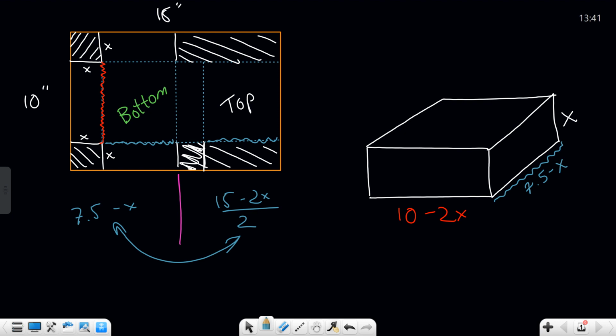Okay. Now, again, like I said, if we're just making a box without a lid, it would be easy. You cut 4 corners or 4 squares out of each corner, fold it up, you got a box. But we want to make things more interesting. We're maximizing the volume, so I need to know what is the volume of that box. Length times width times height. So in this problem, it would be 10 minus 2x times 7.5 minus x times x. Good. Length times width times height.